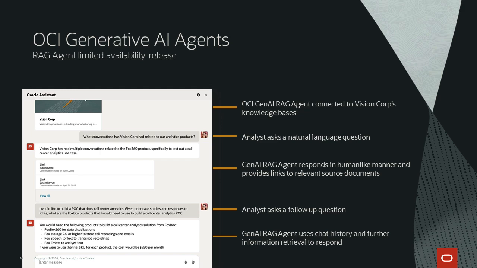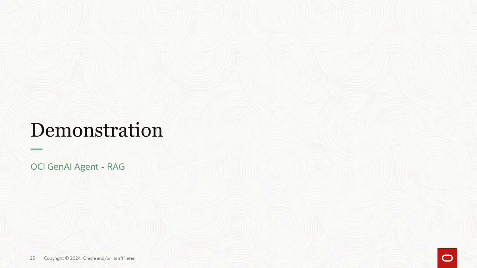So in the example here we see on this screen, you can come in through, say, a digital assistant like the Oracle Digital Assistant or a custom interface, and ask questions, like what conversations has Vision Corp had related to analytics products. It will go against the RAG agent, respond in a human-like manner, give you the right answer, give you some links, and allows for follow-up conversations. Rather than having a static image, let me toggle over to a quick little demo.